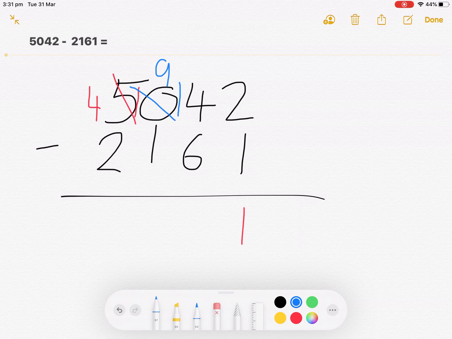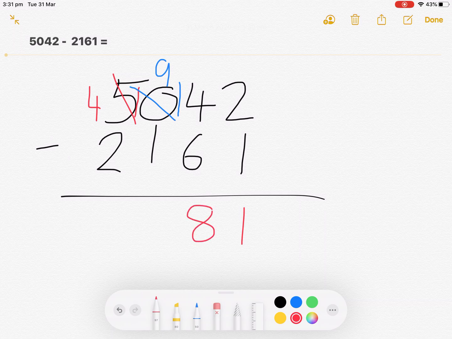So now I end up with only 4,000s, 900s, and 14 tens, which 14 tens would be the same as 140. So now what I'm basically doing is 140 take 60. And that gives me 80.